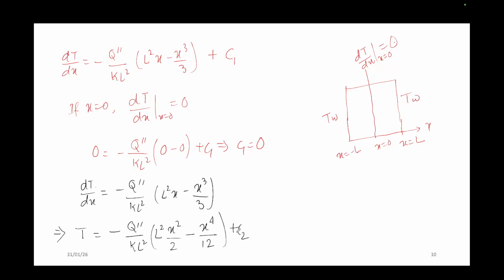And now I have to apply another boundary condition. Which boundary condition? You can apply any of the two. If x equal to minus L, T equal to Tw, or if x equal to L, T equal to Tw, anyone you can apply. Say I am applying x equal to L, T is Tw, right? Just put it here in this equation. So what will I get? Tw. So you just solve and tell me what is the final output you are getting.